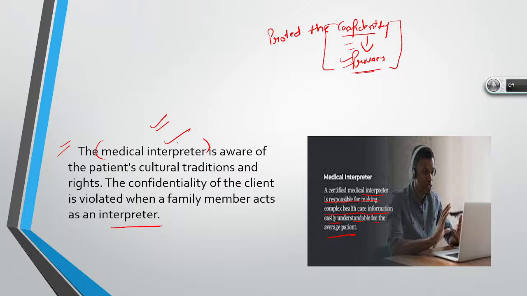always aware of the patient's cultures and rights, as I have explained. The confidentiality of the client is violated when a family member acts as interpreter, and it is not possible to guarantee the correctness of the interpretations and back translations. So we can use a family member who has the right information regarding the client, so that he or she can act as the medical interpreter of the client. So now see the right option here.